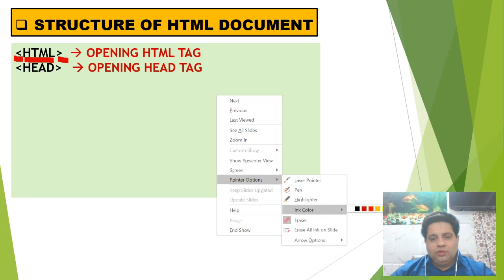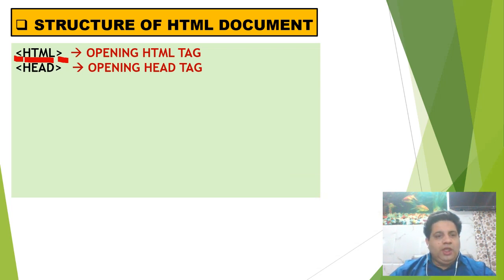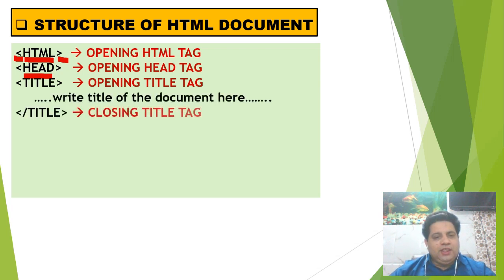So head tag, opening tag. So when we write the tag name within angular brackets, it is known as opening tag. Now after opening tag comes the title tag. Now whatever we write within title tag, it is displayed on the title bar of the web page. I will show you what is the title bar. When we discuss our first program, we will show you what is the title bar of web page.